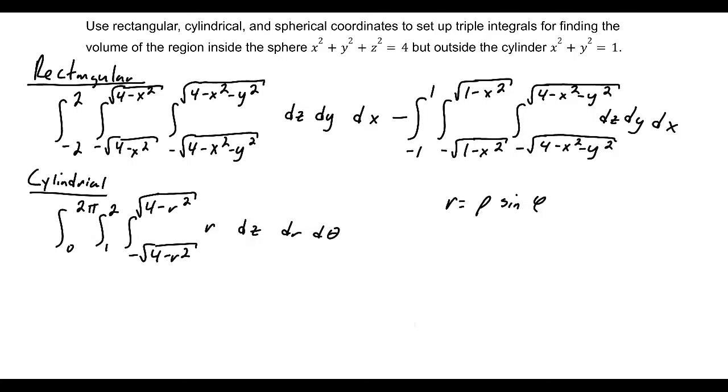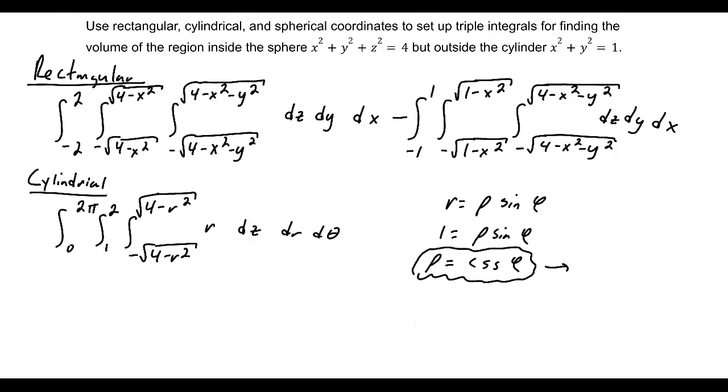Since there isn't a strict boundary on rho, we need to actually use this. Since r is equal to 1, 1 equals rho multiplied by sine phi, and rearranging this, rho is equal to cosecant phi. I'm going to use that as a boundary on rho. And then finally, finding the boundaries on z. So rho goes from cosecant phi to 2. It's our lower and upper bounds respectively.